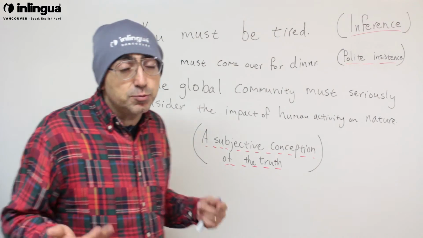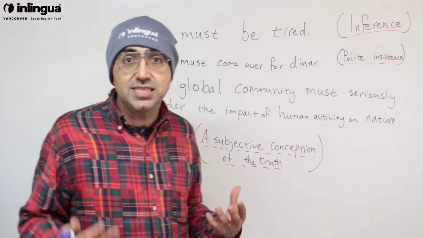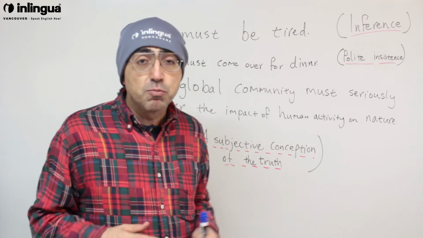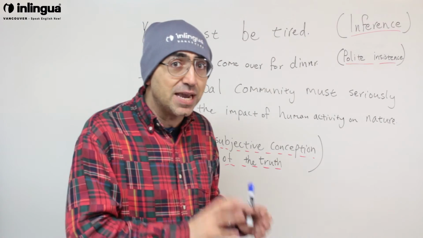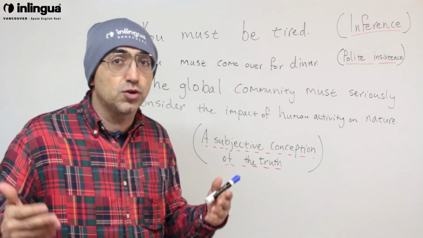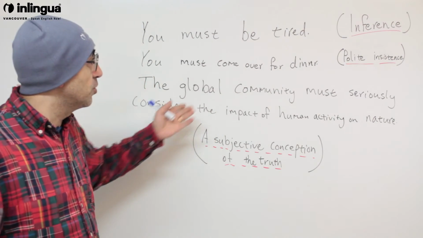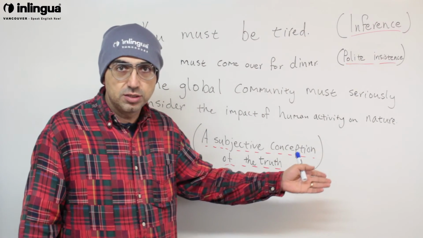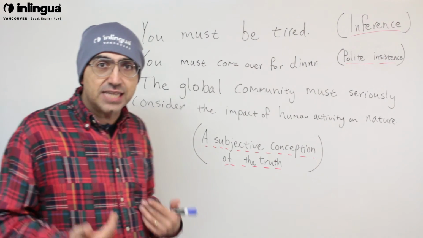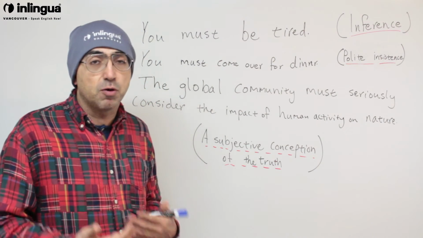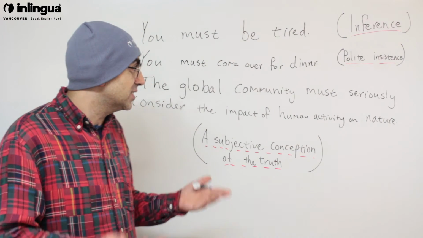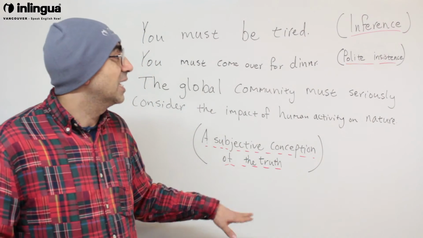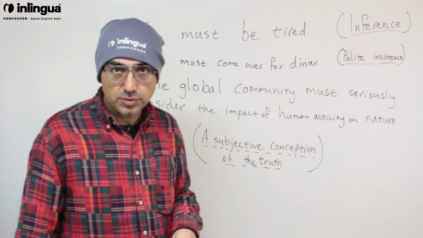But still, sometimes we do use the word must to talk about necessity, universal necessity, regardless of authority or what people think, but what an individual, a subjective perspective, thinks the objective truth of the universe is. Here's another example. The global community must seriously consider the impact of human activity on nature. That is a claim I'm making that I think as a species, we should all be concerned about what we are doing to our planet. And there you can see that this is my claim about the truth. This is a subjective conception of the truth. And that is why I'm using the word must, right?